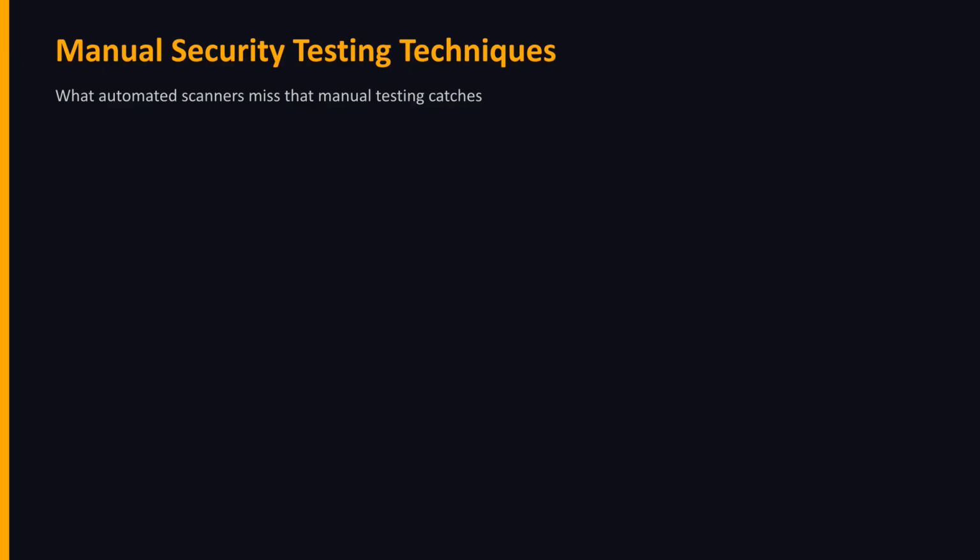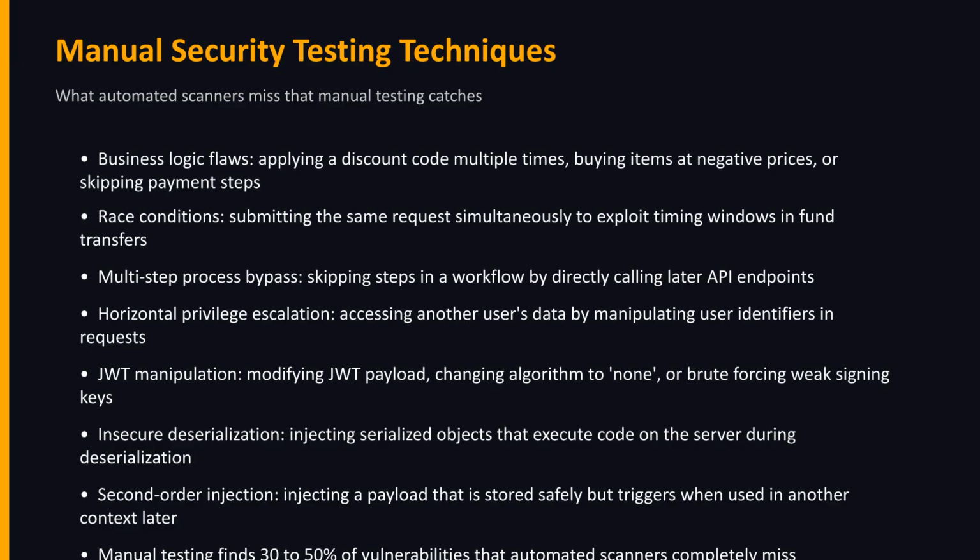Automated scanners are powerful, but manual testing is essential for catching business logic flaws, race conditions, and complex privilege escalation issues. Manual techniques often uncover up to 50% of vulnerabilities that automated tools simply miss.